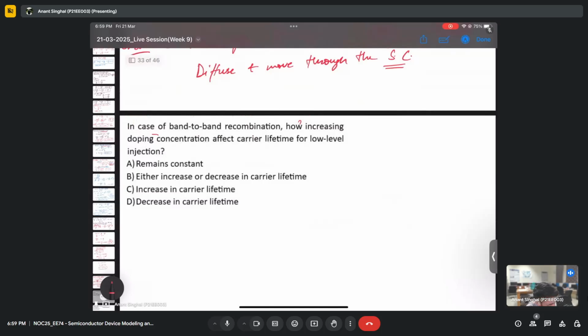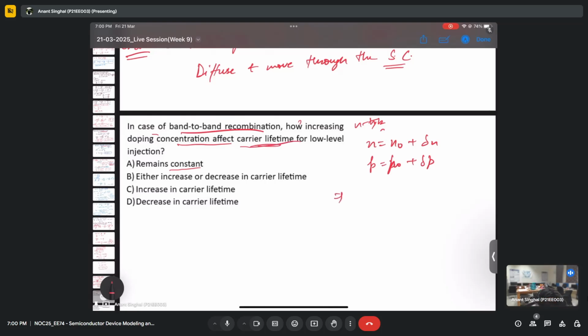In case of band to band recombination, how does increasing the doping concentration affect it? Okay, so this is easy. So we have just seen that it is asking about increasing the doping concentration. Let's say we have an n-type semiconductor. In that, the total n was n naught plus delta n, and p was p naught plus delta p. Now we can see the options. So it remains constant. What is the question? How does increasing it affect the carrier lifetime?